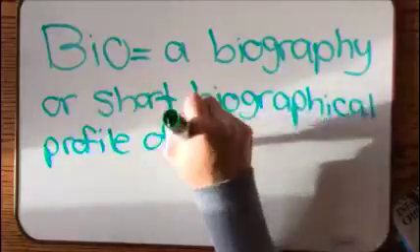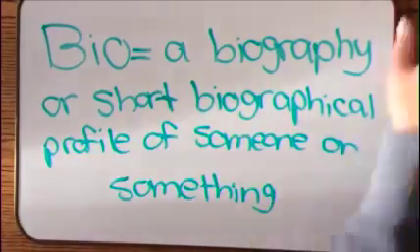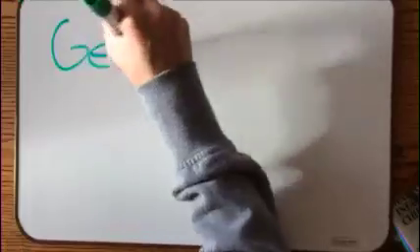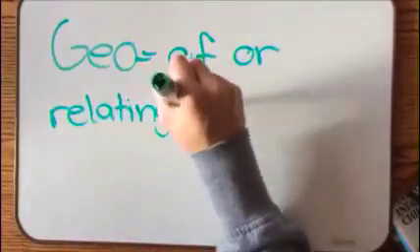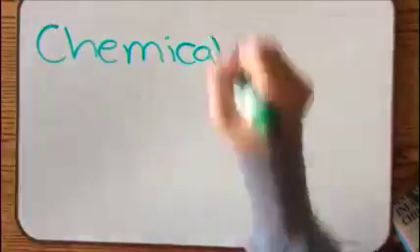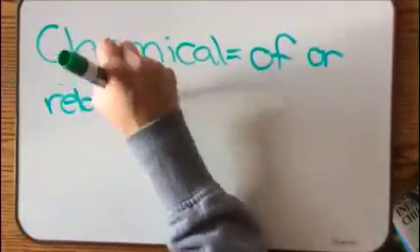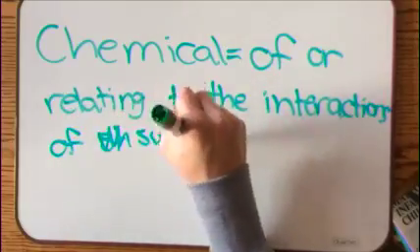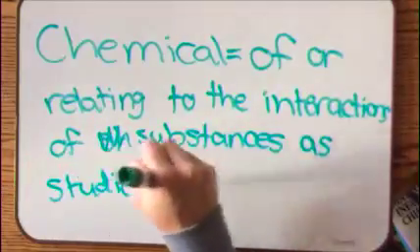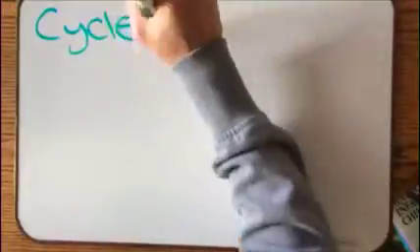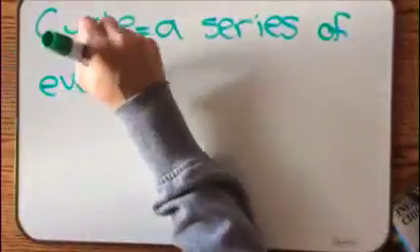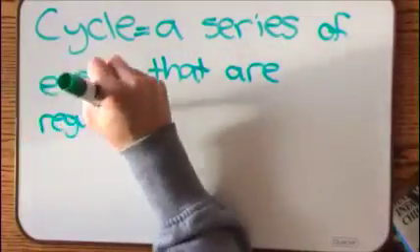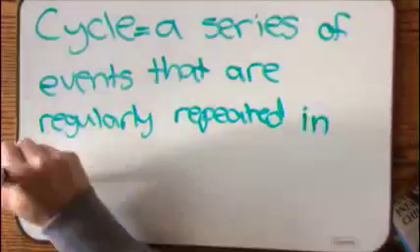Bio meaning a biography or short biographical profile of someone or something. Geo meaning of or relating to the earth. And chemical meaning of or relating to the interactions of substances as studied in chemistry. The word cycle means a series of events that are regularly repeated in the same order.